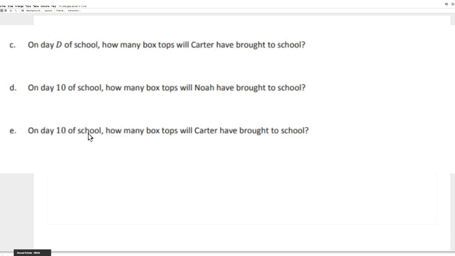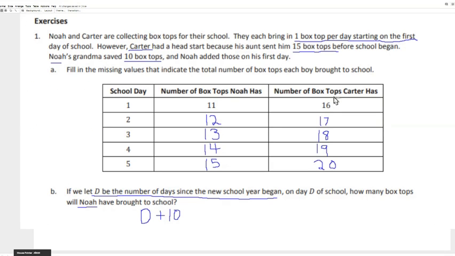If we continue to the next one, it says, on D days of school, how many box tops would Carter have brought to school? Well, it's kind of the same basic thing. On D days of school, remember, each day he brings 1 box top. So on day 1 he has 16, day 2 he has 17, day 3 he has 18, day 4 19, and then 20. Well, what's going on?